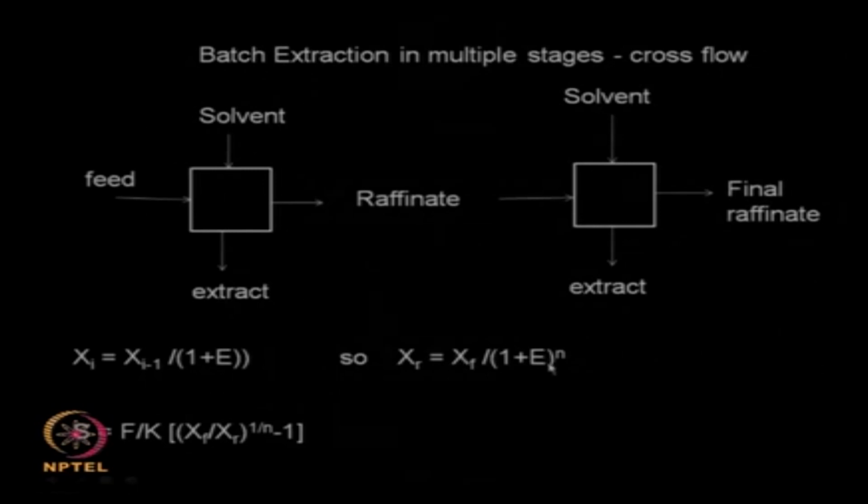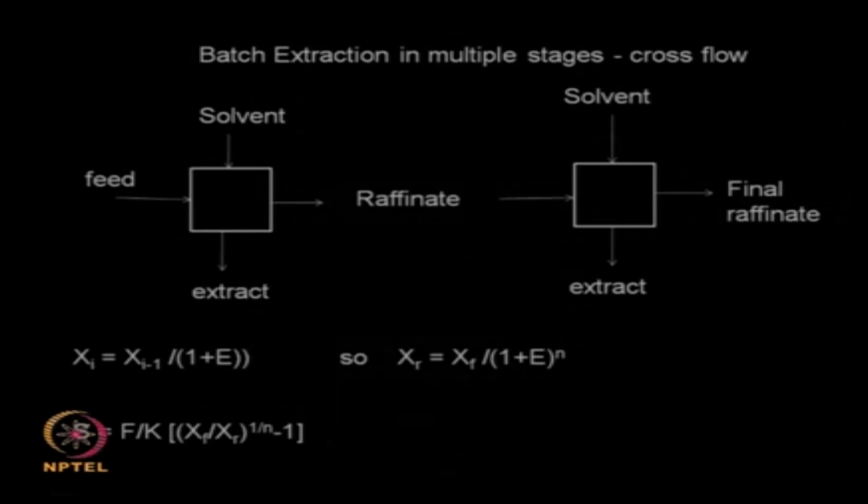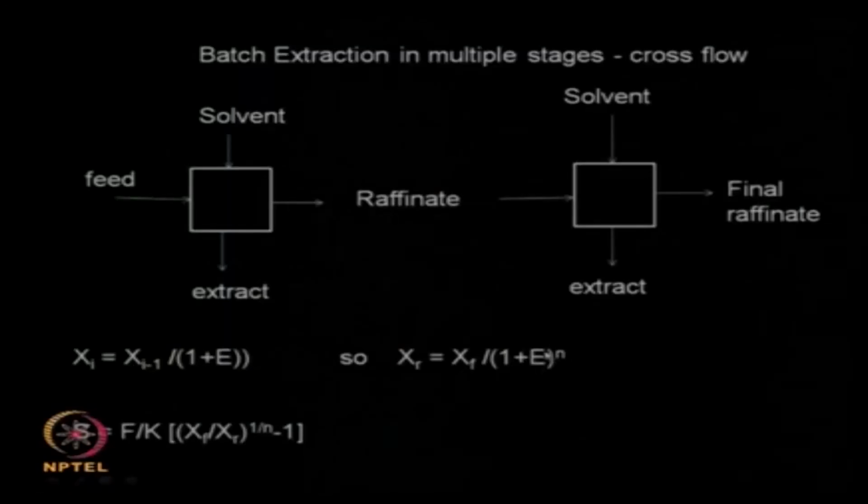Given the value of K, given the value of S and F, and given the number of stages, I will know everything on the right hand side. Then I can calculate the concentration of the solute in the exit, or given that I want to recover 90% of my feed, that means XR will be 0.1 XF, and if I know E, I can calculate N. So I can do both.